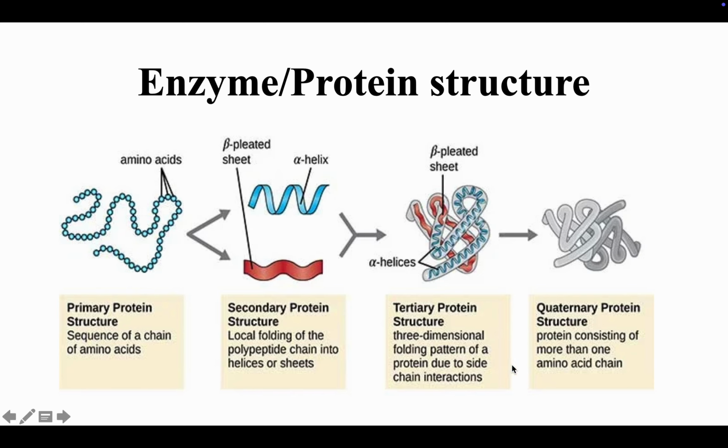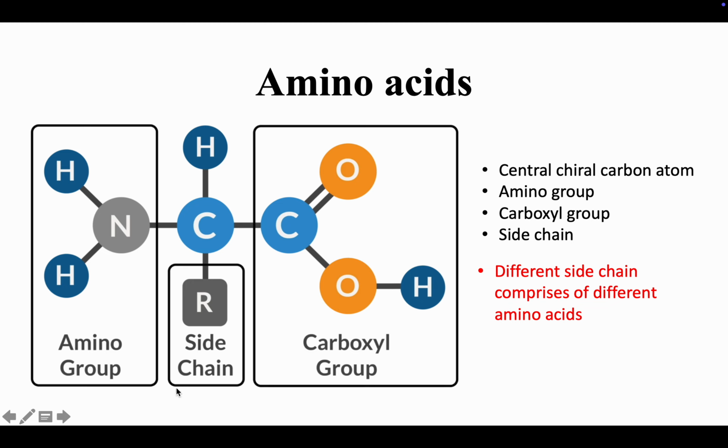So the basic unit of the protein are amino acids, and this is the general structure of amino acids. We have an amino group here, as you can see, and to the chiral carbon we have a carboxyl group here. So this structure has both amino as well as carboxyl group. That is why the name amino acids.